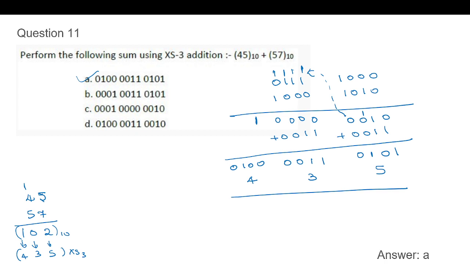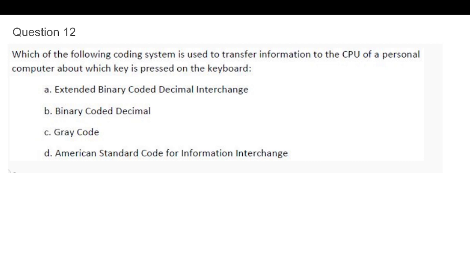Okay. Then next question: which of the following code is used to transfer information to the CPU of a personal computer? So we have already seen that ASCII codes are used in the computer hardware. ASCII's full form is American Standard Code for Information Interchange. So the correct answer is D.